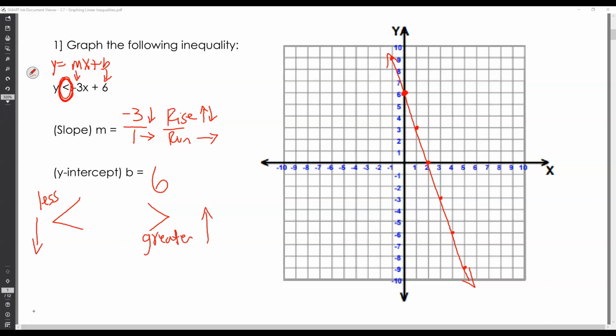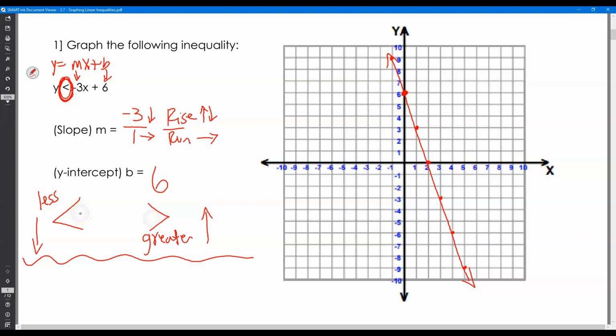All right. The other piece of this is if you have just a regular less than or a regular greater than with no line underneath, that is going to get a dashed line. Whereas if you have the line underneath, that's going to get a solid line. Kind of like when we would have the open and closed circles, same type of idea. So since there's no line underneath, this line should really be a dashed line. All right, so now we have a nice dashed line there.